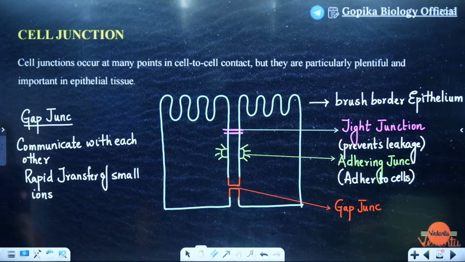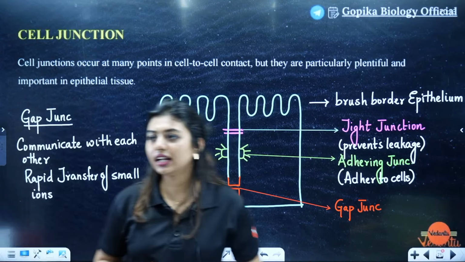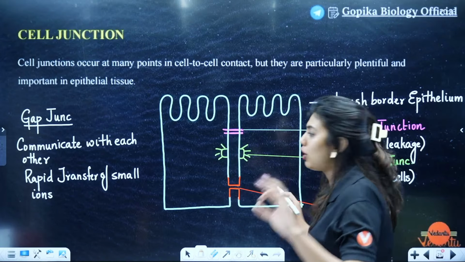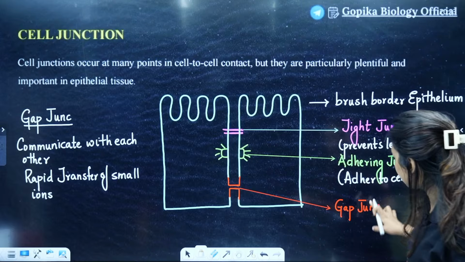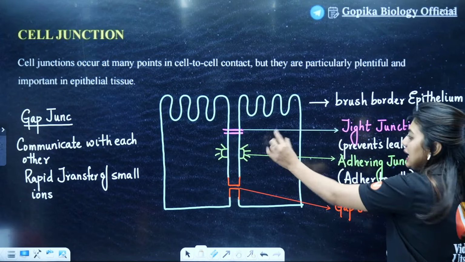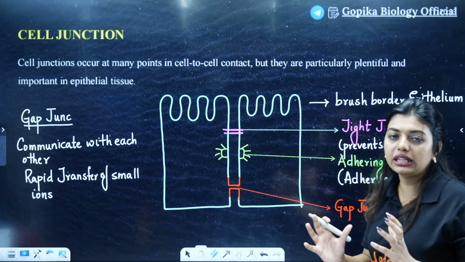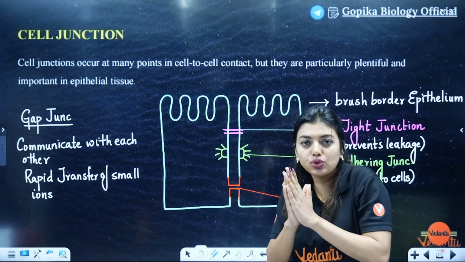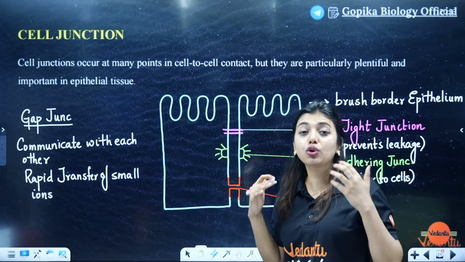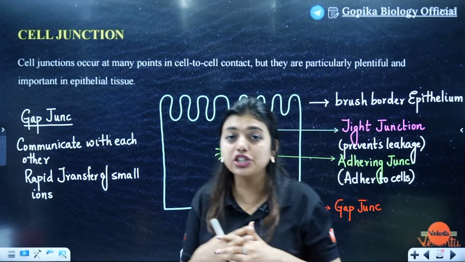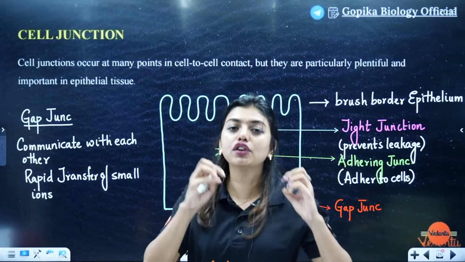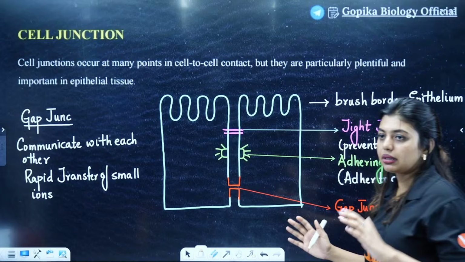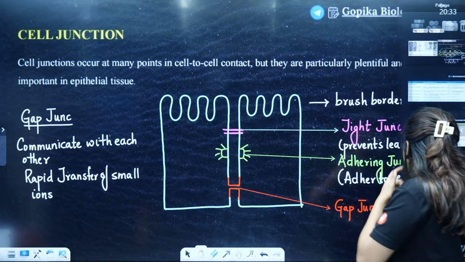Very nice. Okay. Done. So this is your cell junctions. 3 of them you have: tight junctions, adhering junctions, gap junctions. Tight junctions are going to prevent the leakage between two cells. Your adhering junctions are going to adhere cells, and your gap junctions are going to help two cells to communicate with each other by rapid transfer of small ions, large ions between them. Clear to all of you? Yes or no? Is cell junction clear?